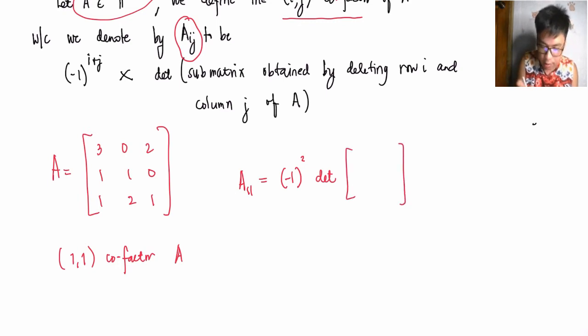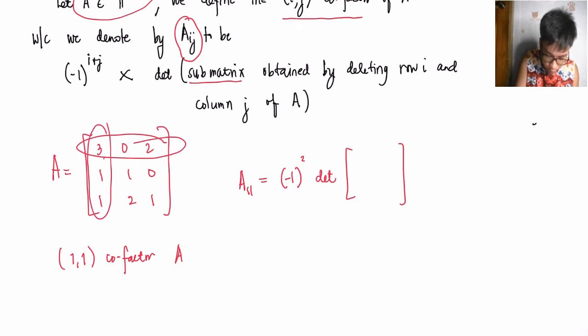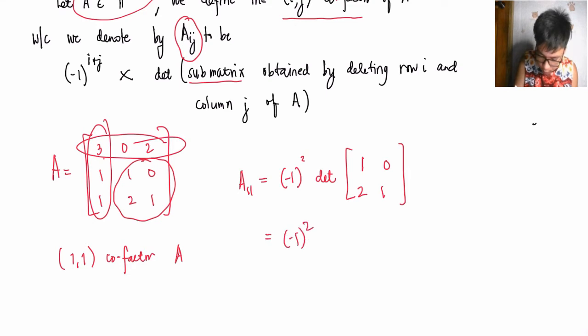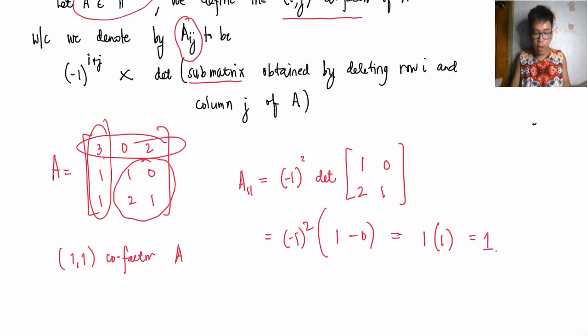This is the submatrix obtained by deleting row i and column j of A. Your 1 1, so the first row and the first column. This means your remaining submatrix is 1 0 2 1. So this is technically (-1) squared. What's the determinant here? You have 1 minus 0, so that's basically 1 times 1, that's 1. So the 1 1 cofactor of the matrix is 1.